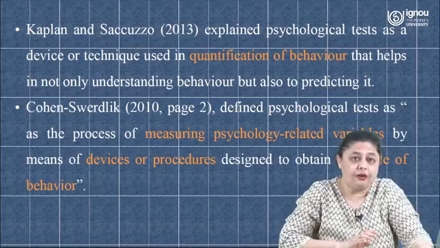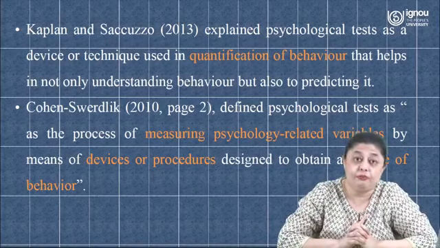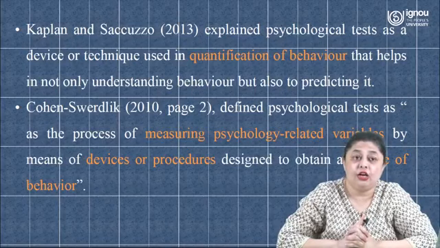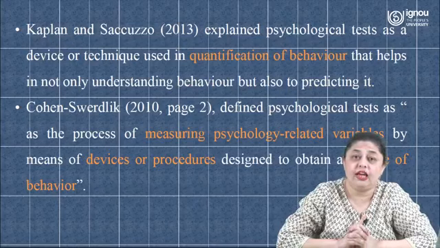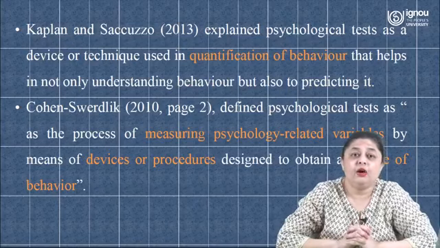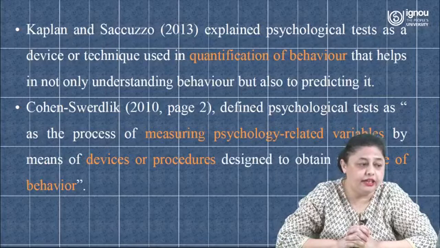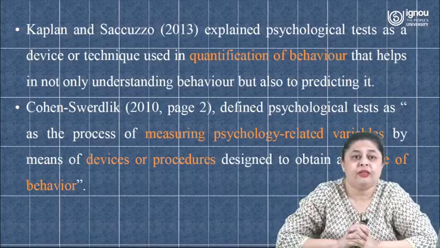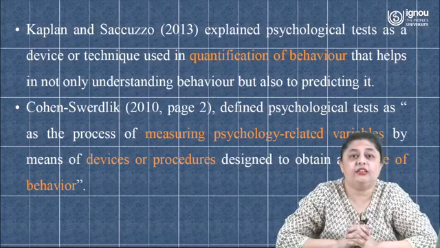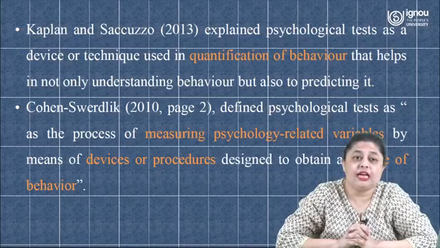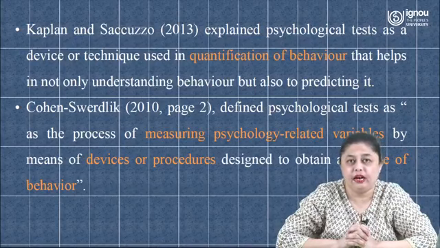Let us look at the other definitions as well. This one is by Kaplan and Saccuzzo, and this is again a very relevant book, especially if you want to understand reliability and validity. I would suggest that you go through this book for reliability and validity, because it is given very nicely in it. They explain a psychological test as a device or technique used in quantification of behavior that helps in not only understanding behavior but also predicting it. Again, this definition focuses on quantification of behavior, because we do assign numbers, and they also term a psychological test as a device or a tool. Ultimately it's a tool.